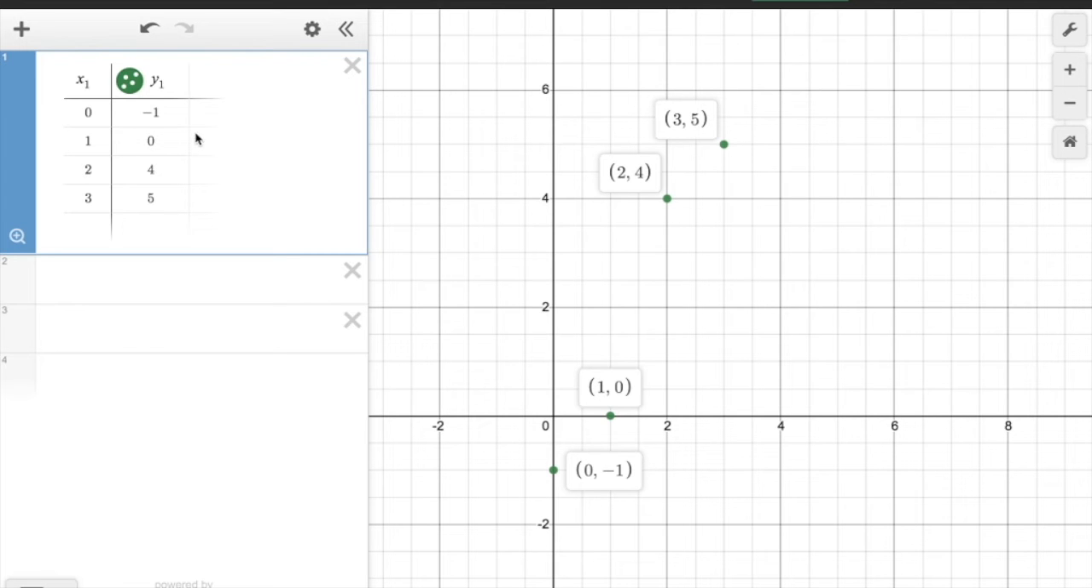But is it a linear relation? Well, let's take a look at those numbers. We go up by 1 for the x, and then for the y, we go from -1 to 0, so we add 1. Then from 0 to 4, we add 4. And then from 4 to 5, we add 1. So no, this is not a linear relation. We didn't go up by the same amount each time. We went up by 1, and then we went up by 4, and then we went up by 1. Not a linear relation. The change is not constant.